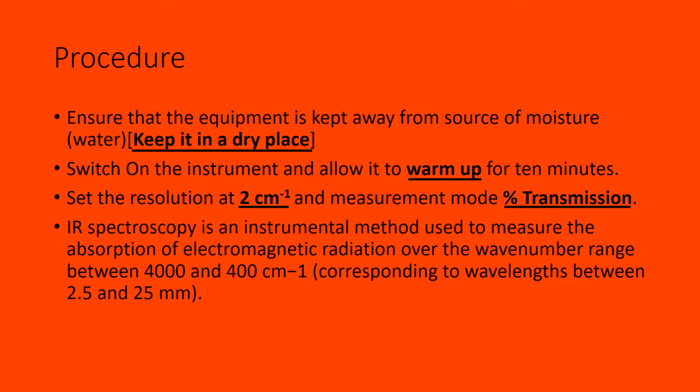IR spectroscopy is an instrumental method used to measure the absorption of electromagnetic radiation over the wave number range between 4000 and 400 cm⁻¹. This is corresponding to a wavelength between 2.5 and 25 µm.